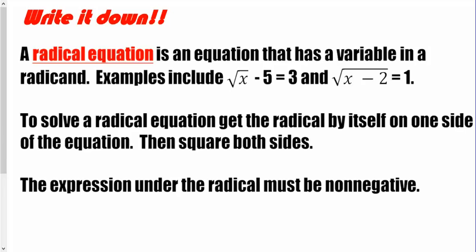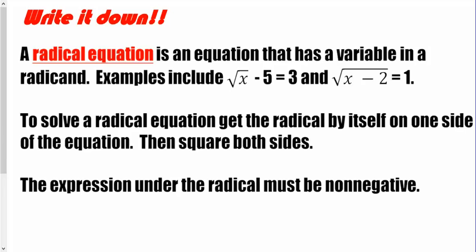A radical equation is an equation that contains a variable in a radicand. And if you remember, that means the stuff underneath the radical symbol. So examples include the square root of x minus 5 equals 3, and the square root of the quantity x minus 2 equals 1. To solve a radical equation, get the radical by itself on one side of the equation, then square both sides. The expression under the radical must be non-negative.